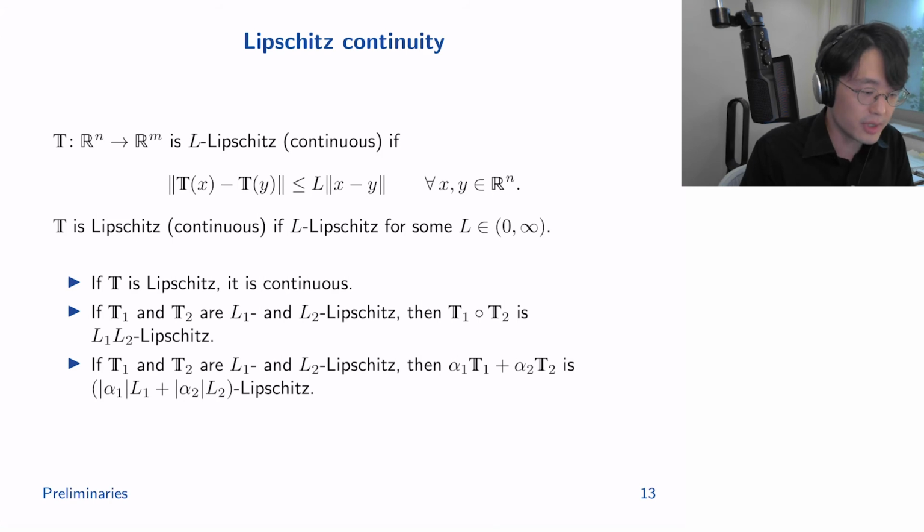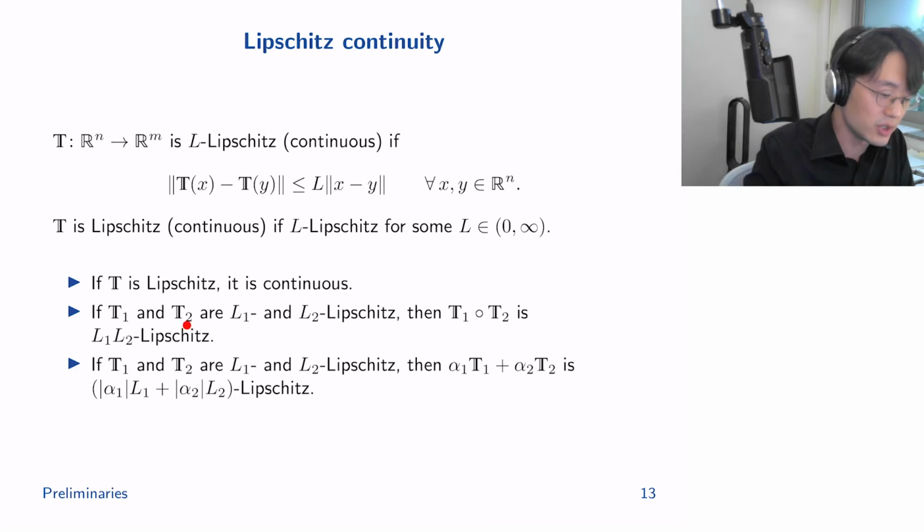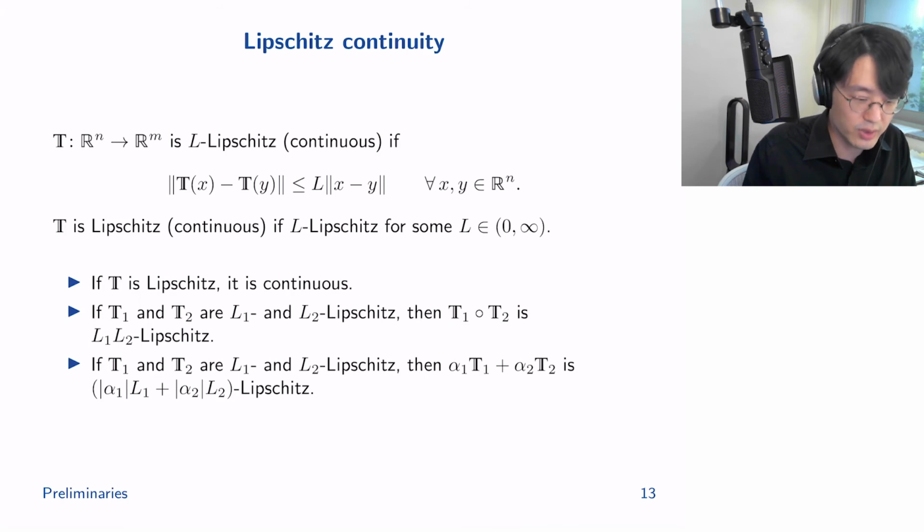Here are some properties of Lipschitz continuity. If an operator T is Lipschitz, then it is automatically continuous. And if operators T1 and T2 are respectively L1 and L2 Lipschitz continuous, then the composition is L1 times L2 Lipschitz, and this is rather straightforward to prove. Of course, in order to perform the composition, it is implied that the output space of T2 matches the input space of T1, but once we assume that, this composition result holds.